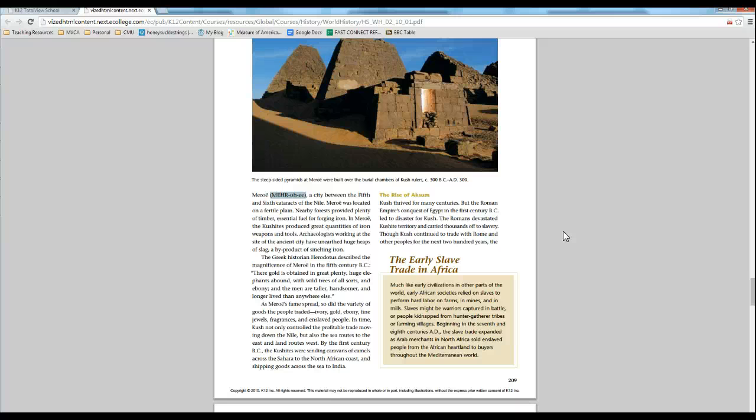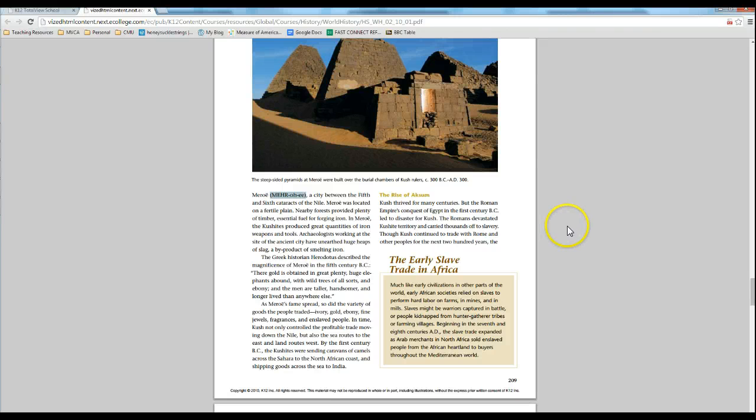As Meroe's fame spread, so did the variety of goods the people traded: ivory, gold, ebony, fine jewels, fragrances, and enslaved people. In time, Kush not only controlled the profitable trade moving down the Nile, but also the sea routes to the east and land routes west. By the 1st century BC, the Kushites were sending caravans of camels across the Sahara to the North African coast, and shipping goods across the sea to India.